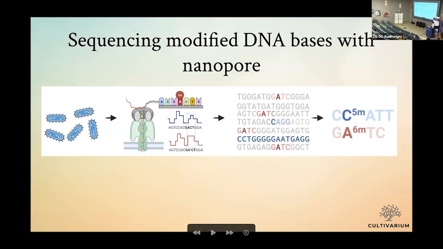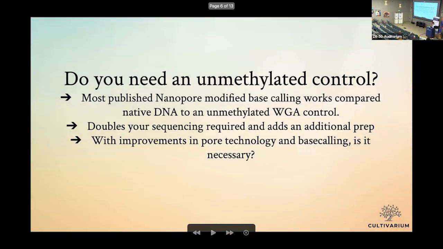We're going to do that by looking for methylated bases with nanopore sequencing. When the DNA goes through the nanopore, if a base is methylated, the signal changes, and so you can detect that signal change. The question we were also interested in is, do you need an unmethylated control? There's some work out there; a lot of folks have been working on this question for at least a few years now.